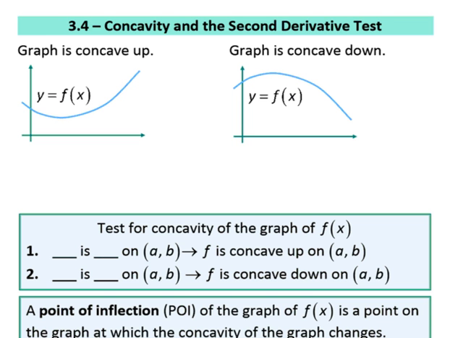This video is covering section 3.4, concavity, and the second derivative test. So we talked about increasing and decreasing, and that had to do with the first derivative. And now we're going to look at concavity, which has to do with the second derivative. So when we talk about concavity, a function can be concave up or concave down.